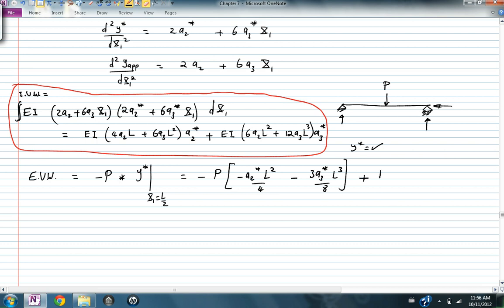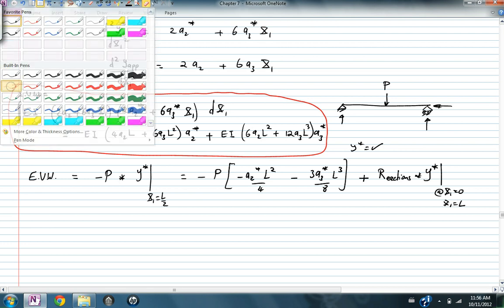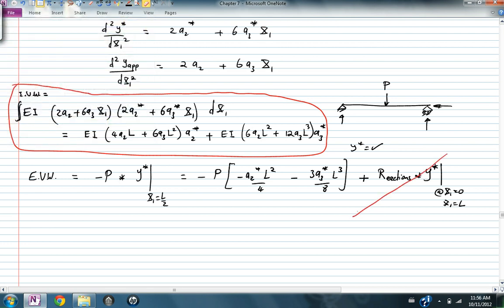Plus the reactions multiplied by y star at x1 equals 0 and x1 equals L. But when you substitute, you'll find that this is 0, because y star is 0 at the support, and the reactions do not do any virtual work.